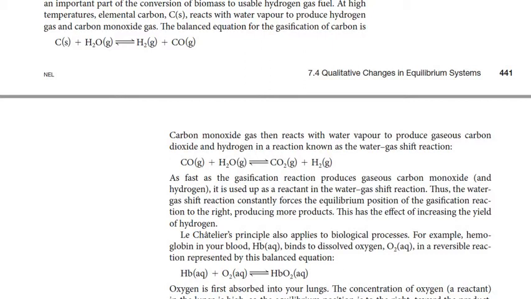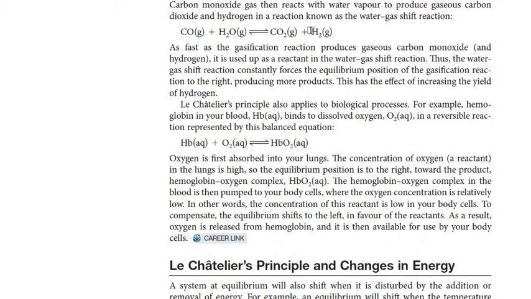Le Chatelier's principle also applies to biological processes. For example, hemoglobin in your blood, Hb, binds to dissolved oxygen in a reversible reaction represented by the balanced equation Hb plus O2 gives HbO2. Oxygen is first absorbed into your lungs. The concentration of oxygen, a reactant, in the lungs is high, so the equilibrium position is to the right toward the products.